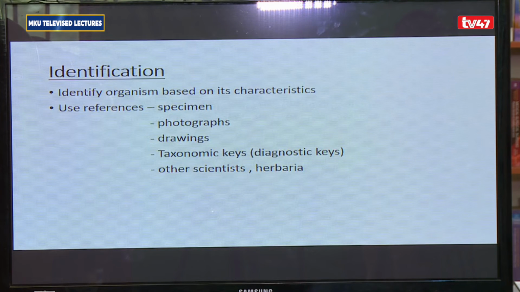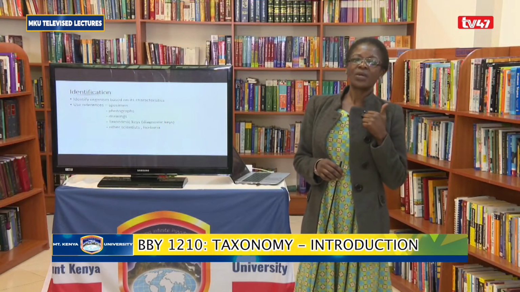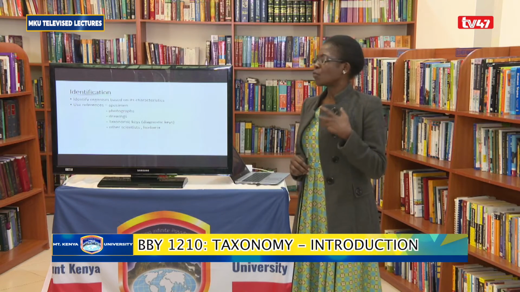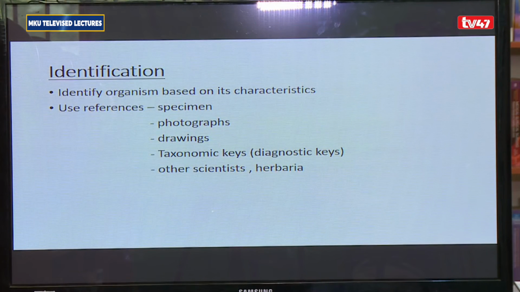Now, the second activity we talked about was identification. Identification is about trying to find out the identity of the organism or the living thing you are dealing with. It is normally done based on the characteristics that the organism has. As we do identification, you identify using references and also its characteristics. The references you can make use of include similar specimens, drawings, photographs, and what we call taxonomic keys or diagnostic keys.